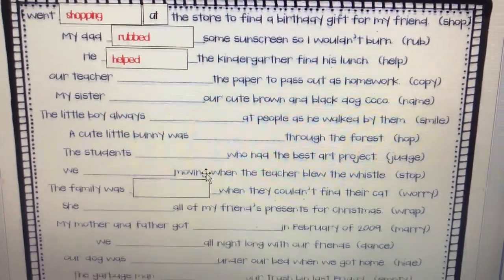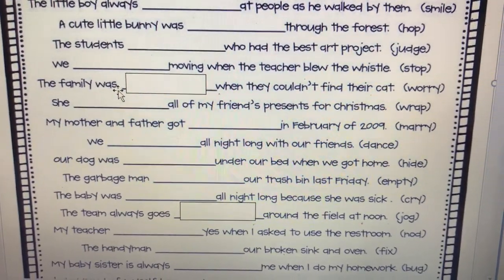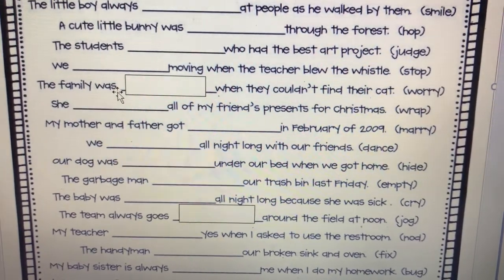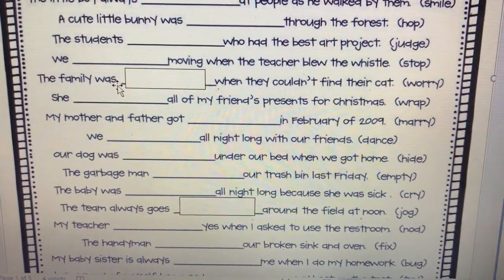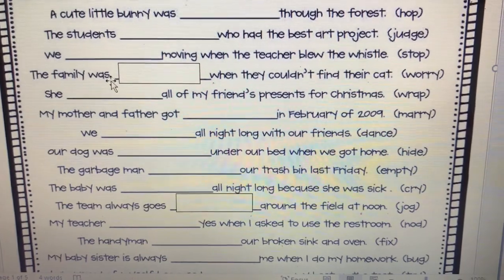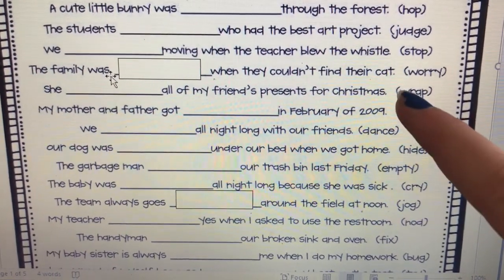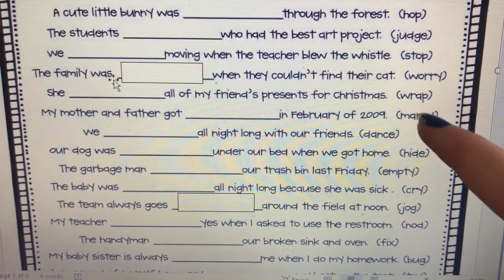Next, let's go down here just a little bit. Let's look at this one. The family was blank when they couldn't find their cat. The family was worried, or the family was worrying? That's kind of a tricky one. I'm going to say the family was worried. So now the word worried has a vowel at the end.